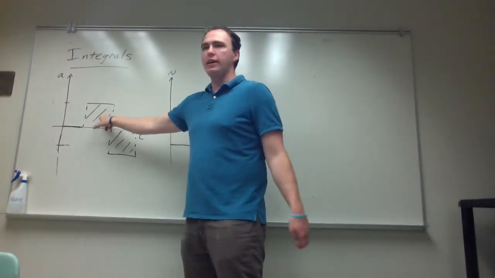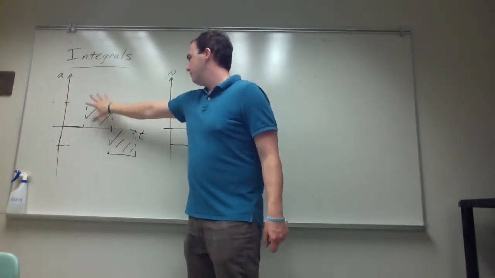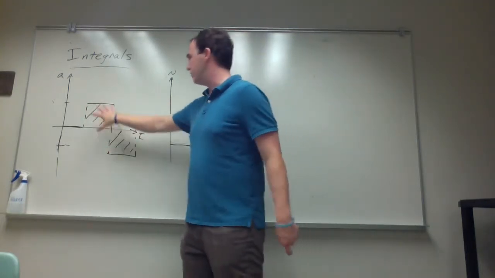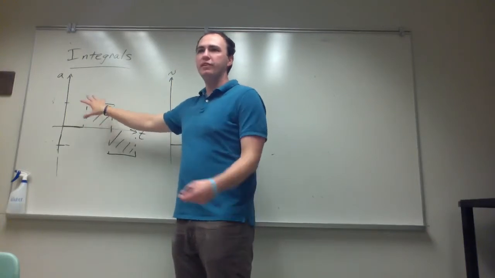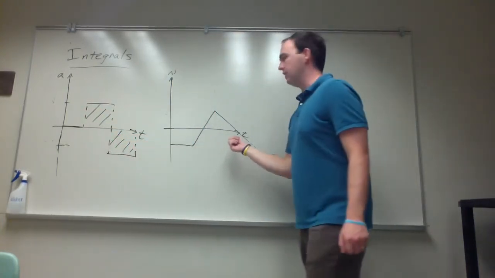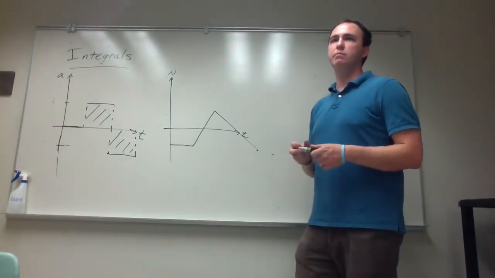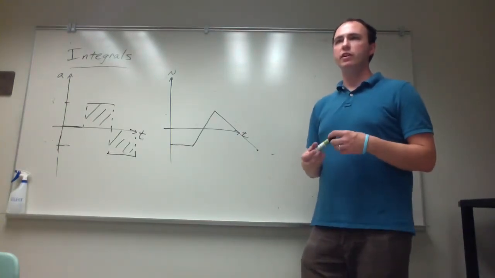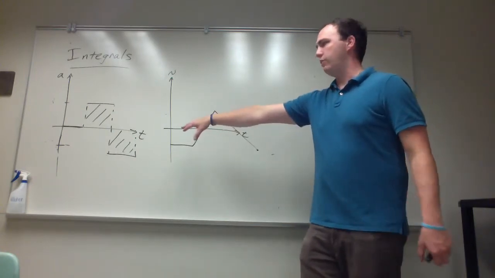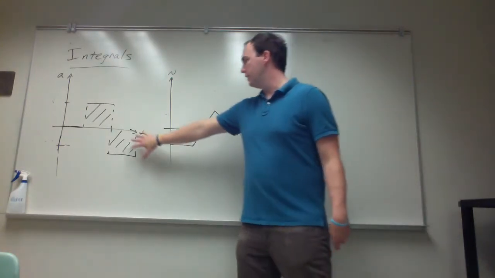So if this area were bigger than that area, and I'm not talking in terms of positive or negative, but just say this was +8 and this is +7, what does that mean about the final velocity? Is it greater or less than what you started with? Greater. And vice versa if that were a bigger area.